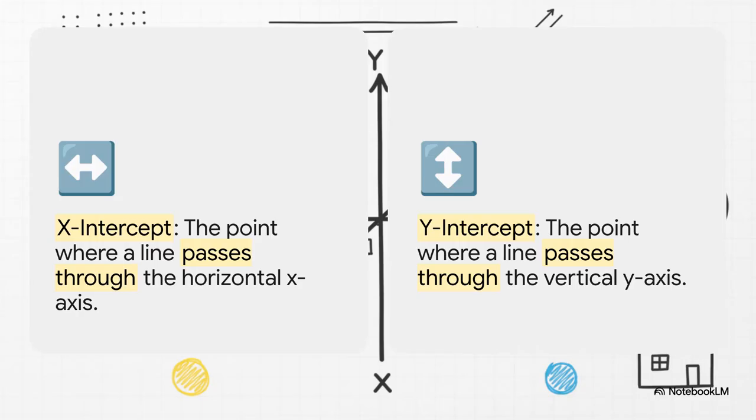So whenever we draw a line on this plane, it often crosses our main axes, and these crossing points are really crucial landmarks. The spot where the line hits the x-axis, that's the x-intercept, and where it hits the y-axis, you guessed it, the y-intercept. They're key coordinates you need to understand any line.